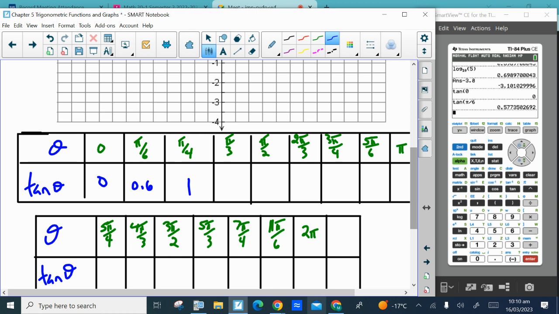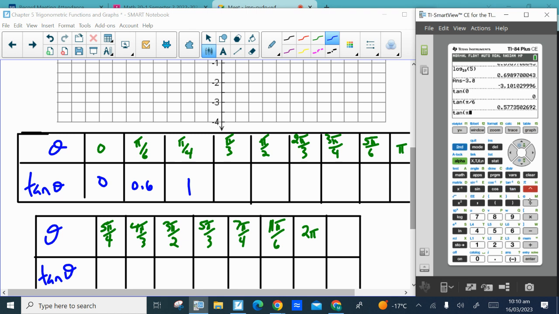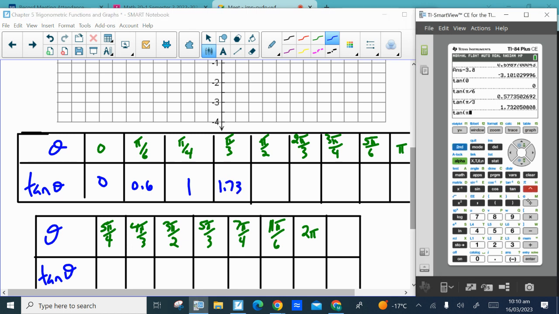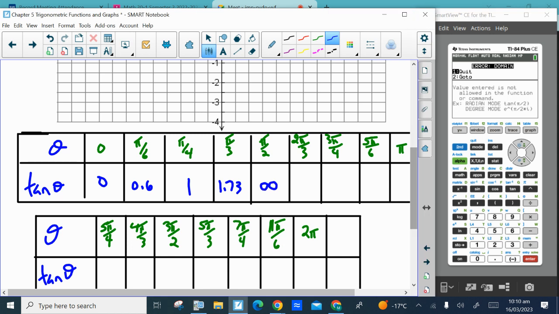At pi on 4, you might remember the tangent is 1 because sine and cos are the same value. The tangent of pi on 3 is 1.73. The tangent of pi on 2, you get an error. It doesn't exist. It's infinite. And that's where the first vertical asymptote will be. The vertical asymptotes will occur where the tangent doesn't exist, where it's undefined.